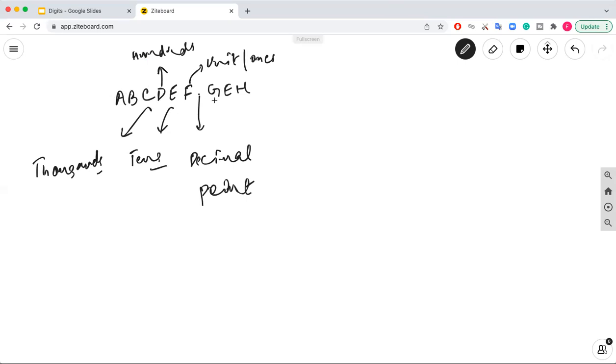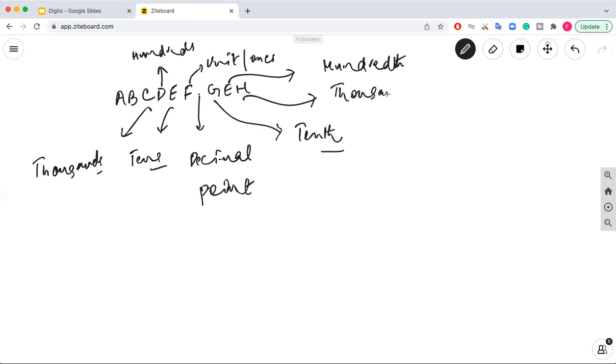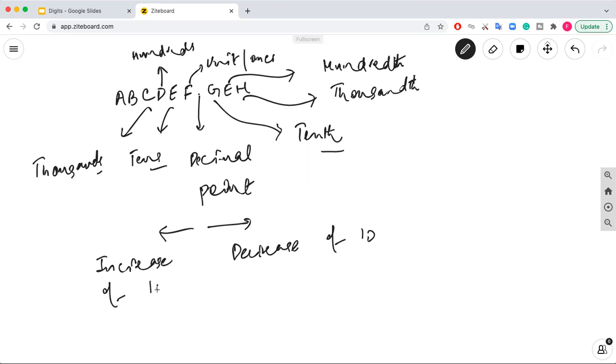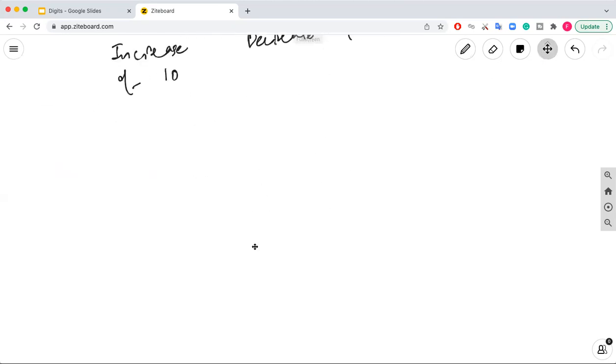On the right side of a decimal, this is the 10th digit. Just see 10th and tens. This is 100th. And this is 1000th. On the right side of a decimal, there is a decrease by a factor of 10. And on the left side, there is an increase of 10 times.